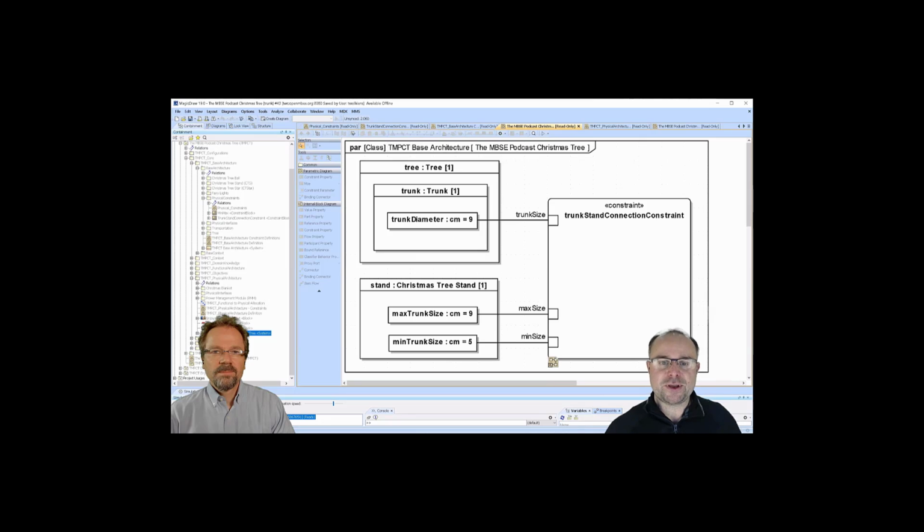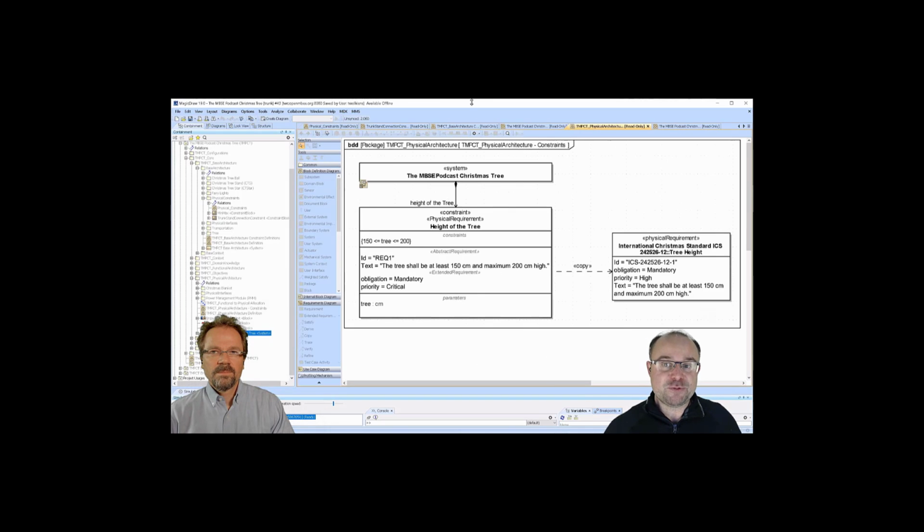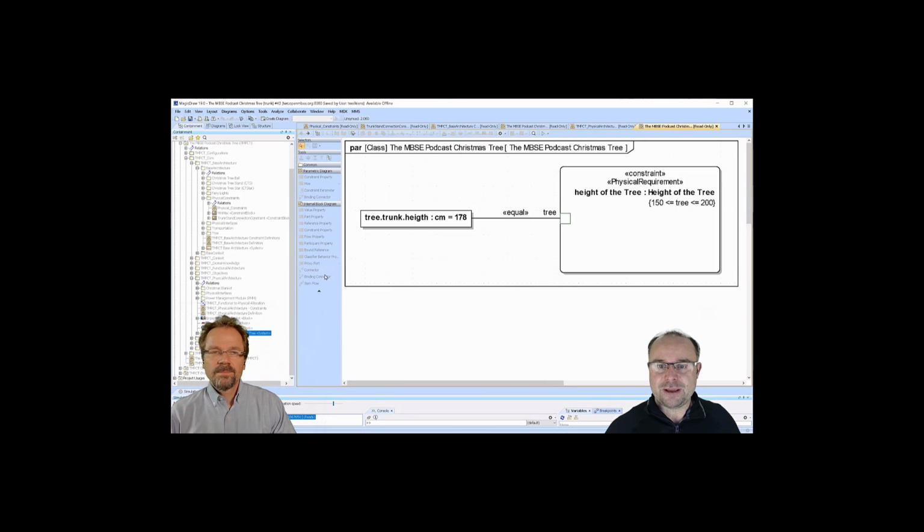We also added another interesting constraint property, which is the constraint block height of the tree, which is a constraint block and a requirement at the same time. Since SysML 1.5, any named model element can also be a requirement. The requirement and constraint block height of the tree requires and verifies that the height of the tree is between 150 and 200 centimeters. The parametric diagram of the system element, the MBSE podcast Christmas tree, shows how everything is connected.